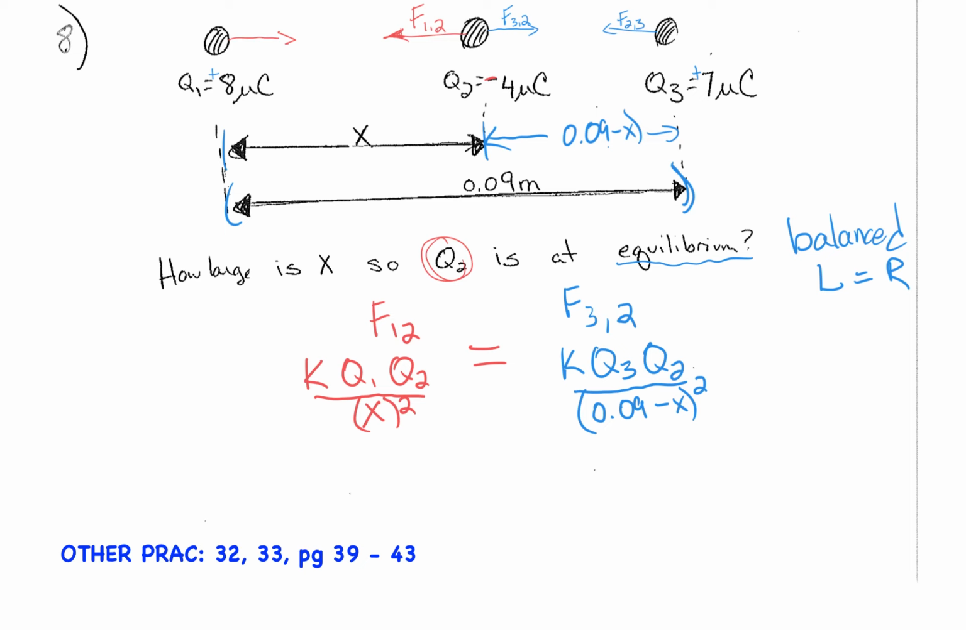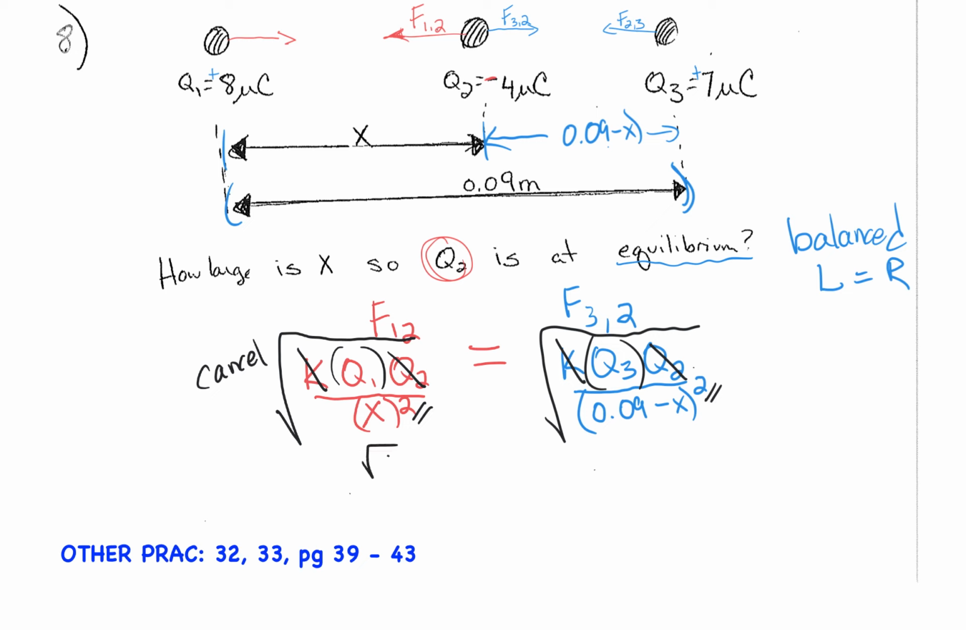We start to realize this is a pretty big problem, but we learn some skills. One of the first steps is to cancel out factors that are the same on both sides of the equation. The k constant is the same for all Coulomb's law calculations. We also notice that Q2 is on both sides. So we can simplify this down to just Q1 over x squared and Q3 over (0.09 minus x) squared. We also learned that you can get rid of these squared factors. You can't just make them disappear, but you can square root both sides. What you do to the left, you do to the right.